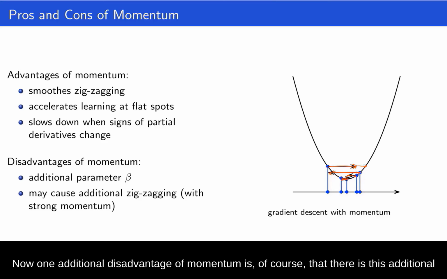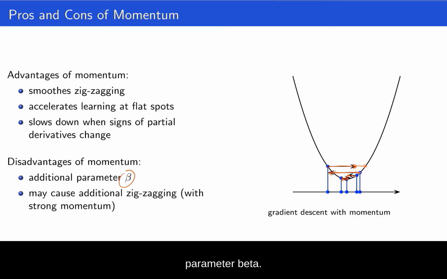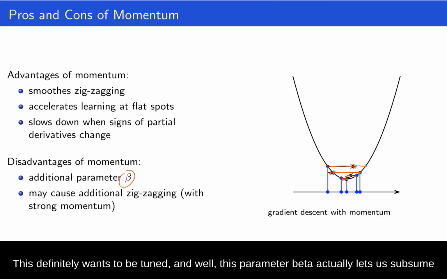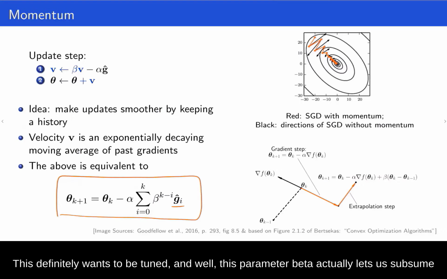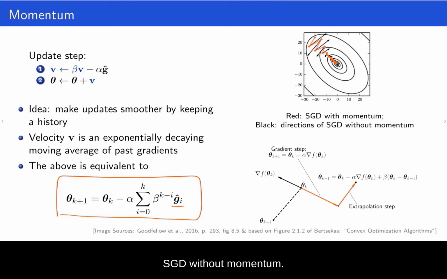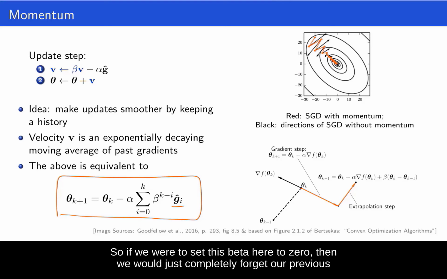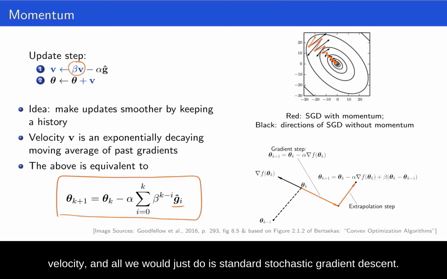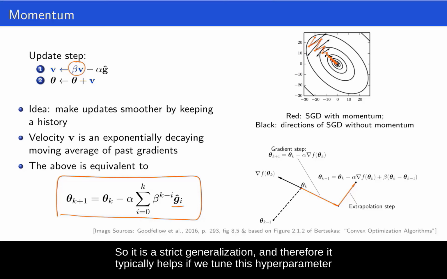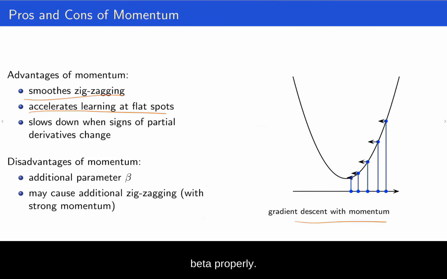Now, one additional disadvantage of momentum is, of course, that there is this additional parameter beta. This definitely wants to be tuned. And this parameter beta actually lets us subsume SGD without momentum. If we were to set beta to 0, then we would completely forget our previous velocity, and all we would do is standard stochastic gradient descent. So it is a strict generalization, and therefore it typically helps if we tune this hyperparameter beta properly.